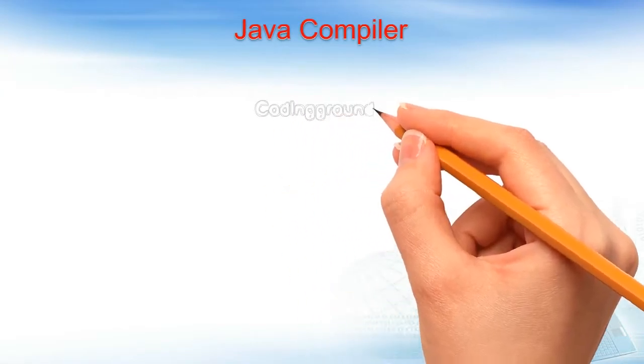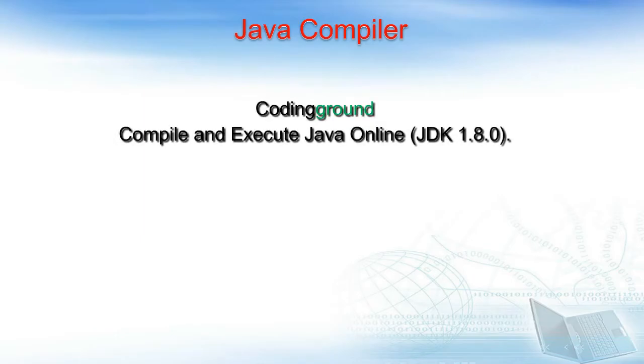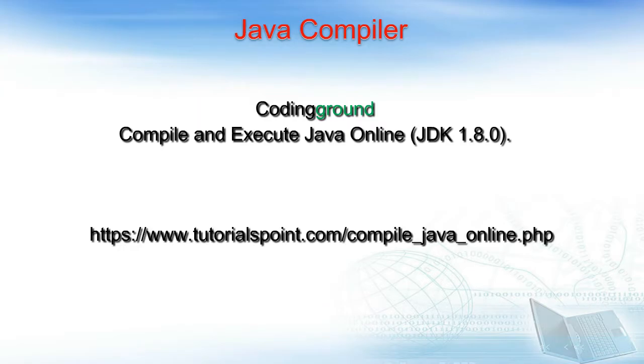Hello everyone. In this tutorial video, we will learn how to use Java Online Compiler. That is Coding Ground. Compile and execute Java online, JDK 1.8.0. We can use this compiler by going to this link on your browser. I will give this link in the description below.